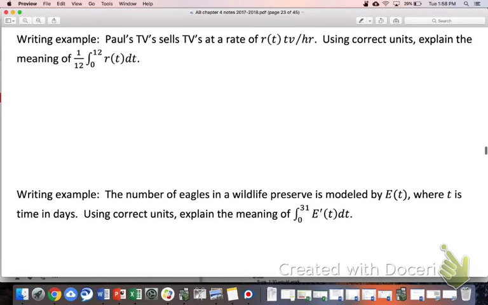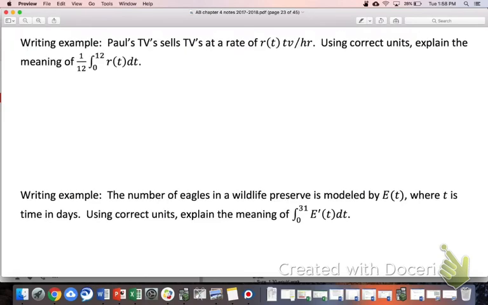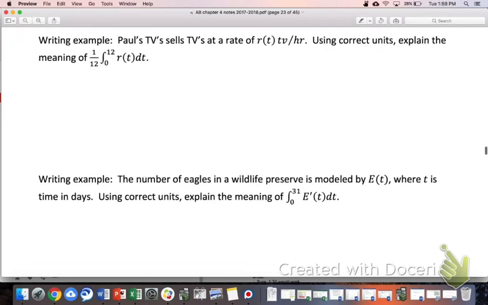I want to give you guys a couple of minutes to think about this one. This is a writing example. So please use roughly one sentence to answer this.